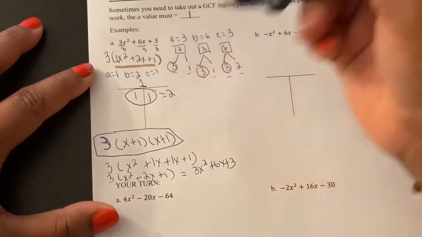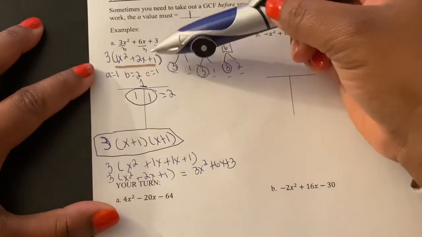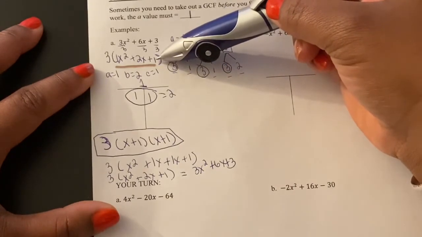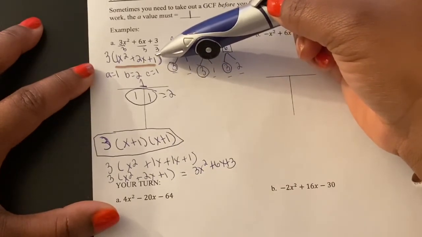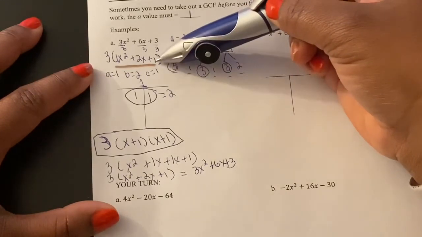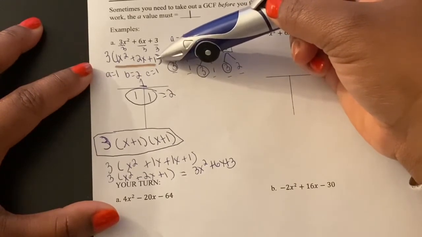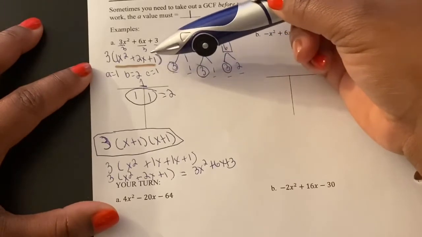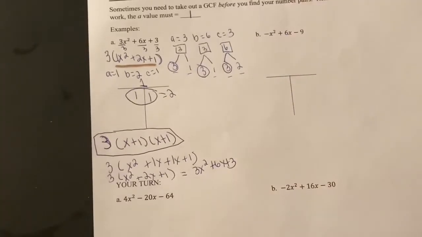Okay. So what I did here again was I took out the GCF first using the prime factorization method. And then I used my number pairs for the new trinomial, finding the factors of C that add to make B. Let's do another one.